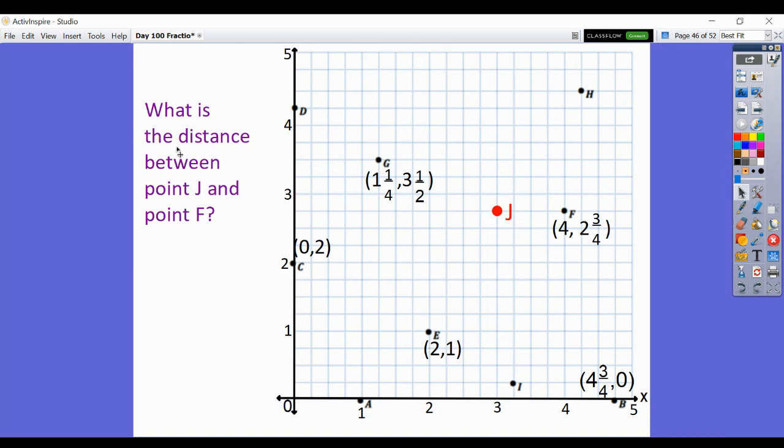What is the distance? Now we're working with distance. What is the distance between point J and point F? 1, 2, 3, 4. 4 units. Not 4 miles, not 4 feet, just 4 units.